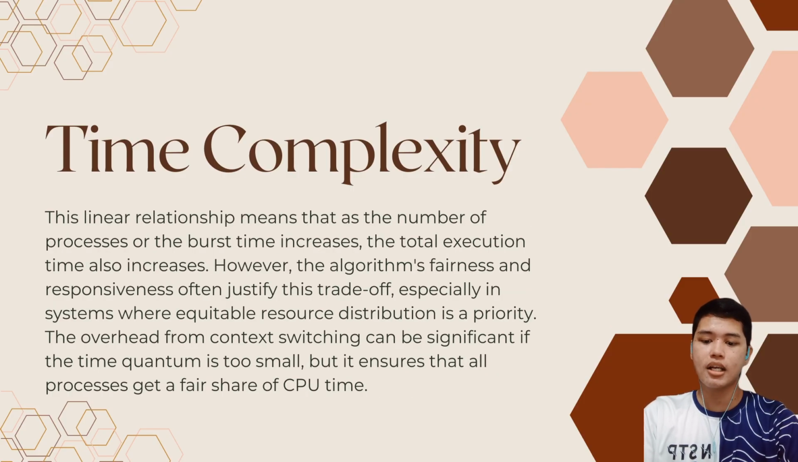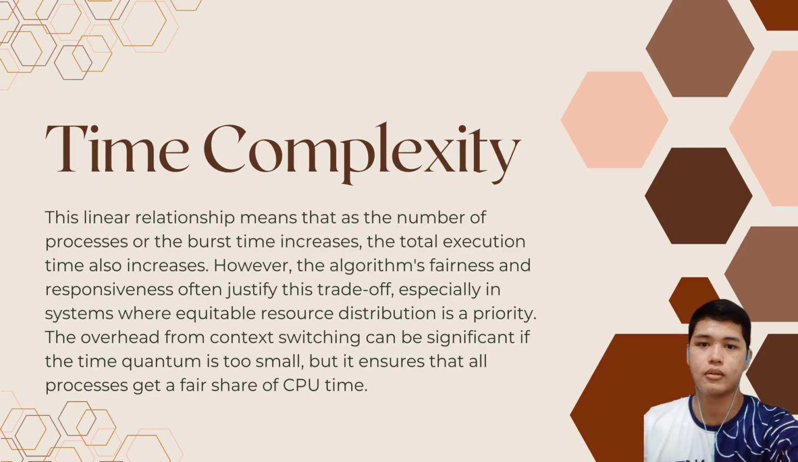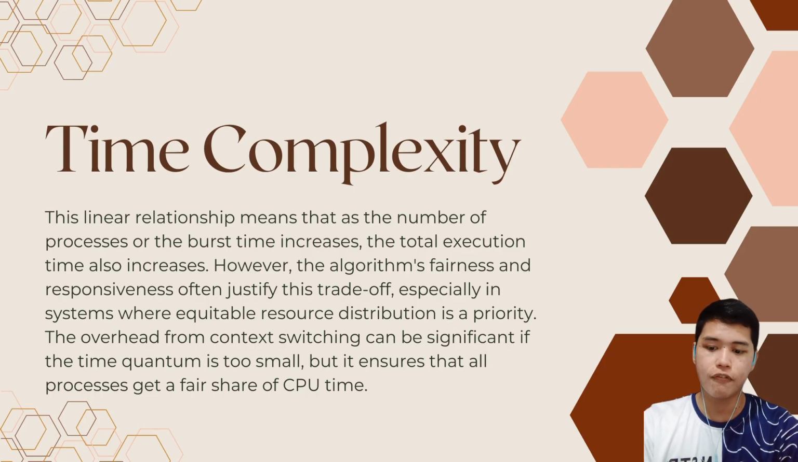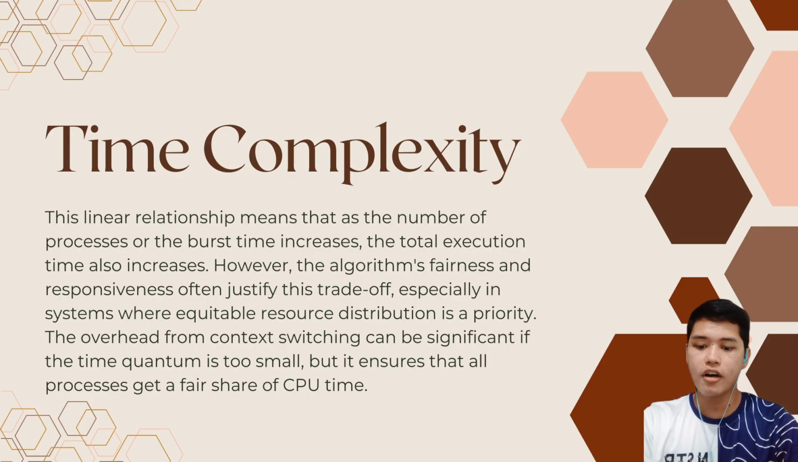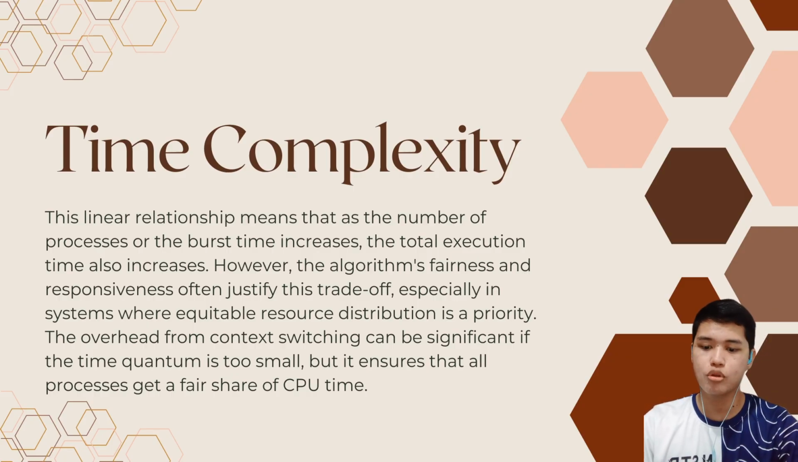This linear relationship means that as the number of processes or the burst time increases, the total execution time also increases. However, the algorithm's fairness and responsiveness often justify this trade-off, especially in systems where equitable resource distribution is a priority. The overhead from context switching can be significant if the time quantum is too small, but it ensures that all processes get a fair share of CPU time.